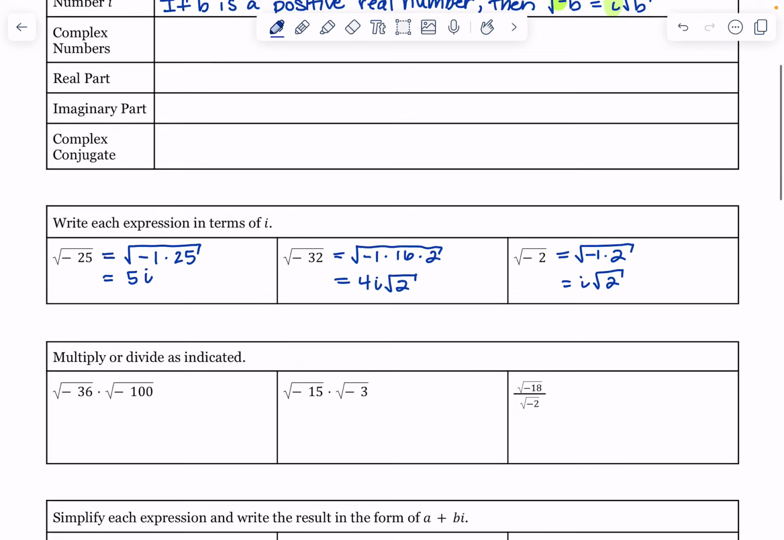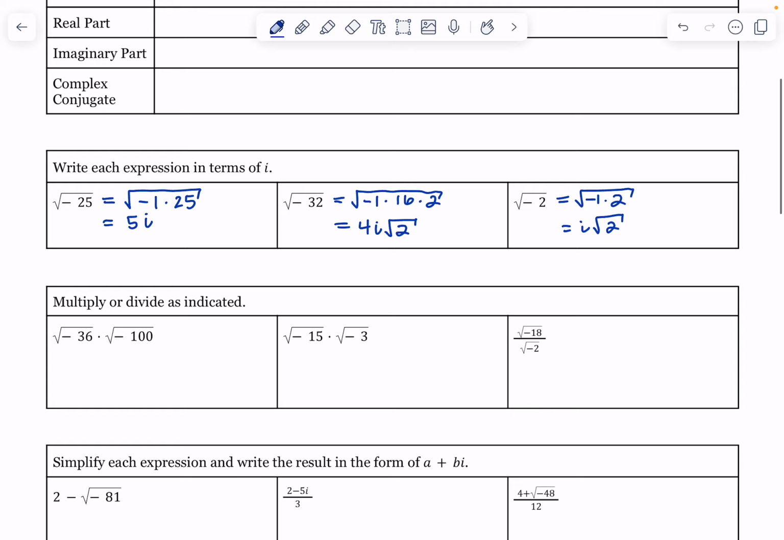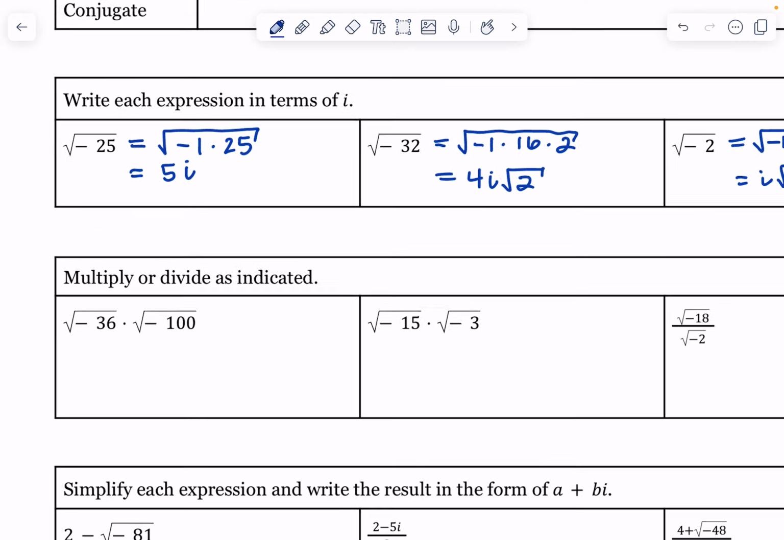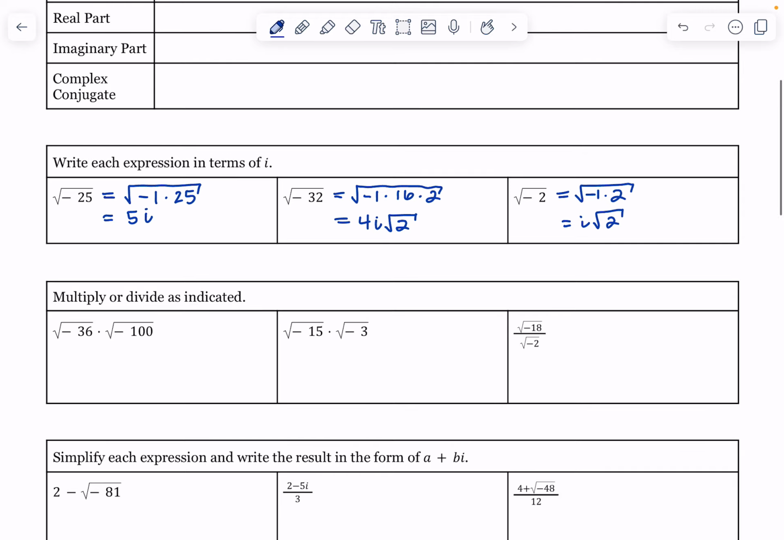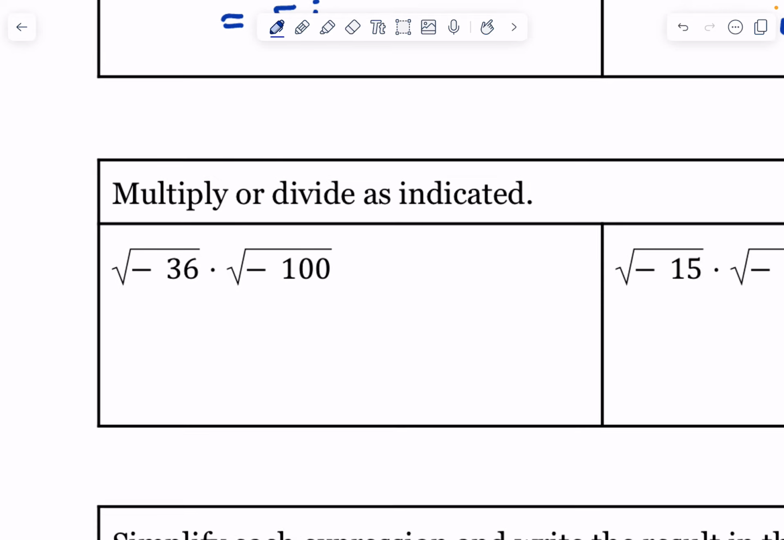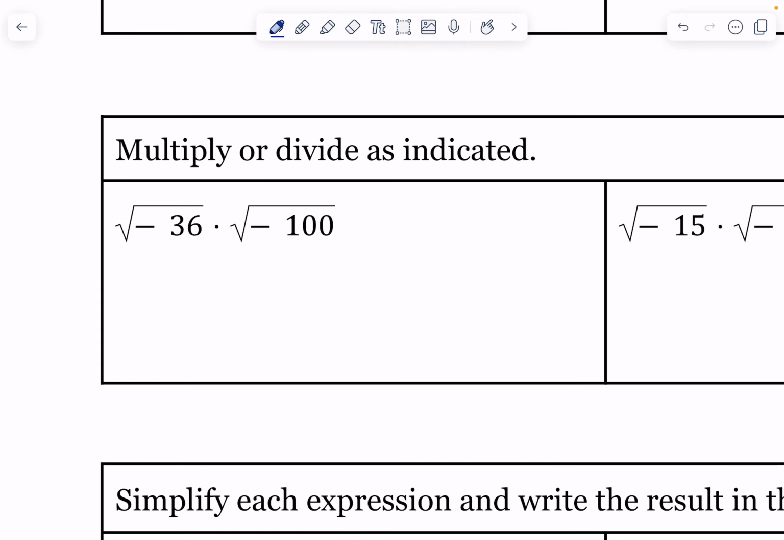All right, for this next section, we're going to do the same thing, but we're going to multiply and divide as well. Now, you can either multiply and divide and then simplify, or simplify and then multiply and divide. I'm going to simplify first. So here, if I break down the square root of -36, the square root of the negative would be i, the square root of 36 would be 6, so this would just be 6i. And similarly, the square root of -100 would be 10i.